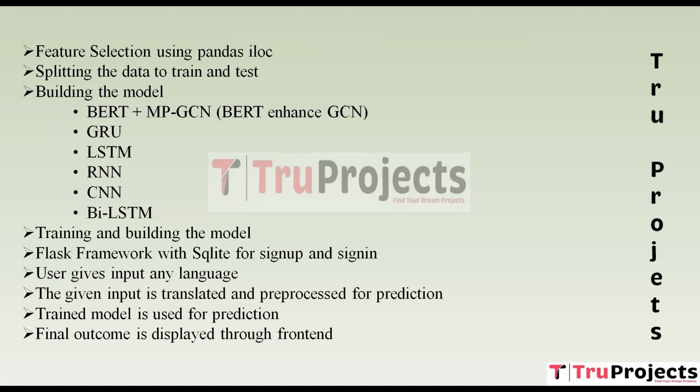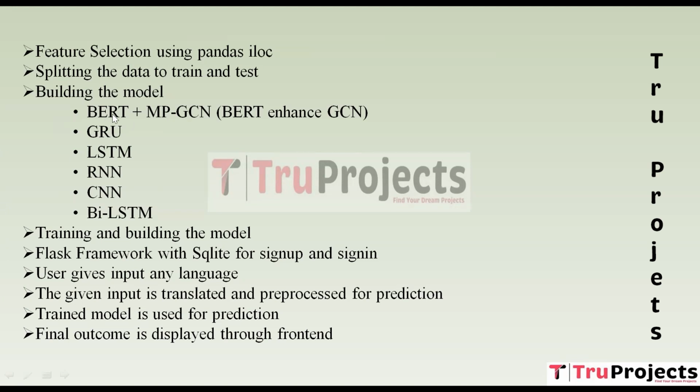Splitting the data into train and test. Data splitting is essential for evaluating machine learning models. It involves dividing the dataset into two parts, one for training the model and the other for testing its performance. Building the model, in which we have different algorithms.